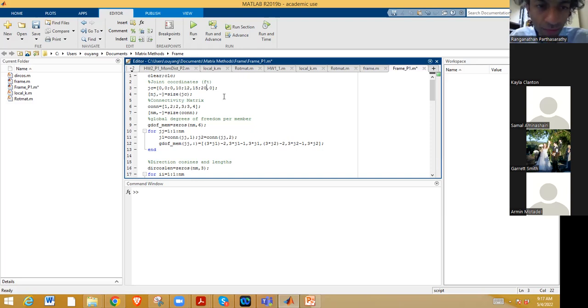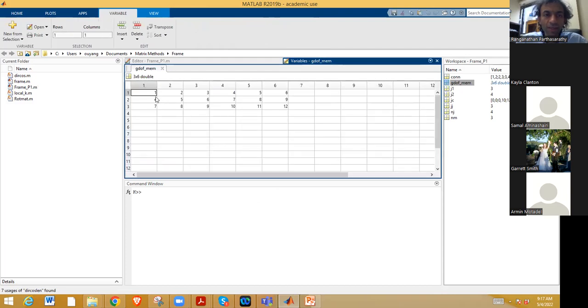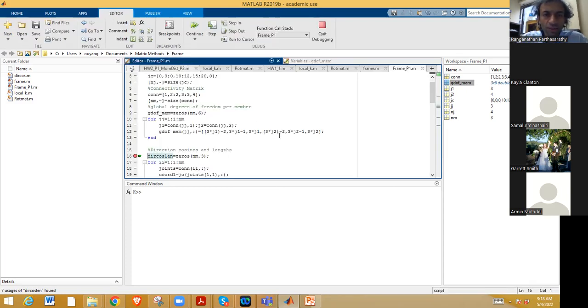Okay. Now connectivity is same. Member 1 is between joint 1 and joint 2. Member 2 is between 2 and 3. Member 3 is between 3 and 4. So the global degrees of freedom, they still will not change. If you remember, you run to here, global degrees of freedom, 1, 2, 3, 4, 5, 6. 1, 2, 3 joint 1, 4, 5, 6 joint 2. Remember, for frame you have horizontal, vertical and rotation.